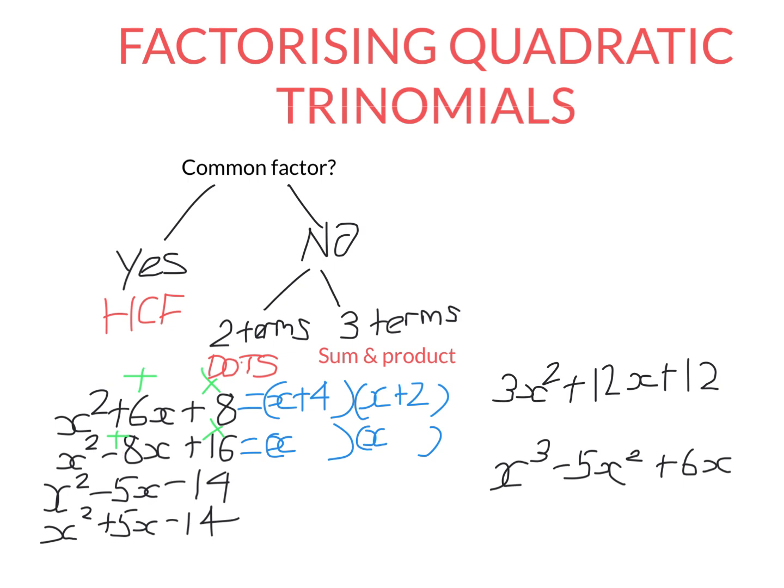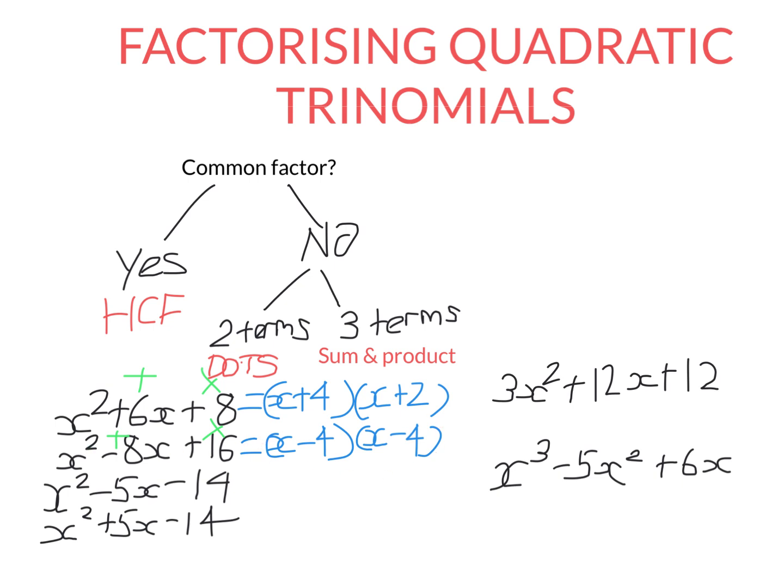If you don't know those numbers, go through factors of 16. It turns out they are negative 4 and negative 4. So negative 4 plus negative 4 gives negative 8. Negative 4 times negative 4 gives 16. If I expand this using FOIL, I get this.